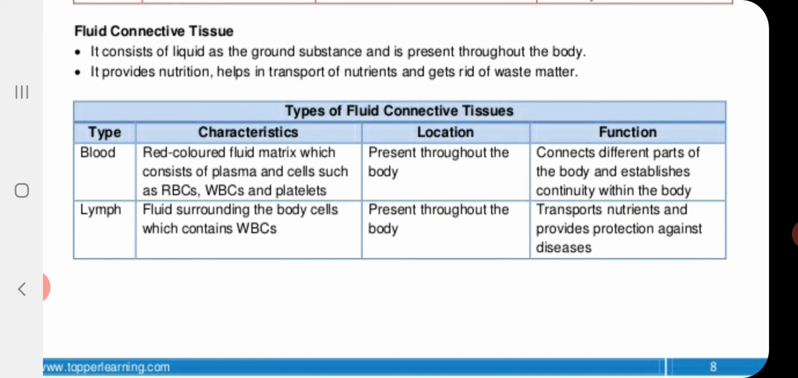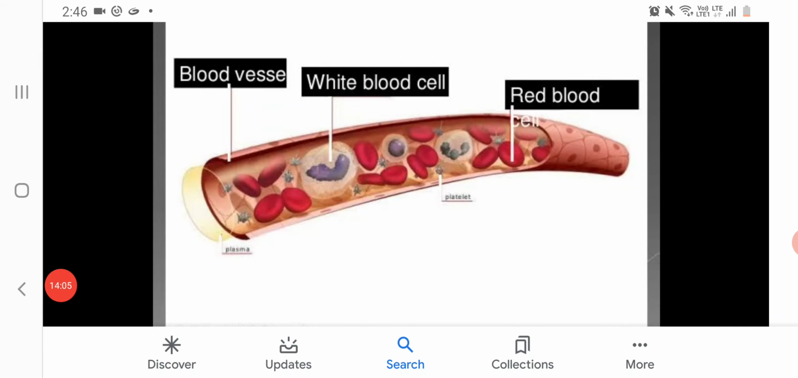Blood contains RBC, WBC and platelets, and lymph fluid surrounds the body cells and contains WBC. The blood cells and lymph connect different parts of the body and establish continuity within the body, and they transport nutrients and provide protection against diseases. Now you can observe how the blood cells are present in the blood vessels, white blood cells and red blood cells.